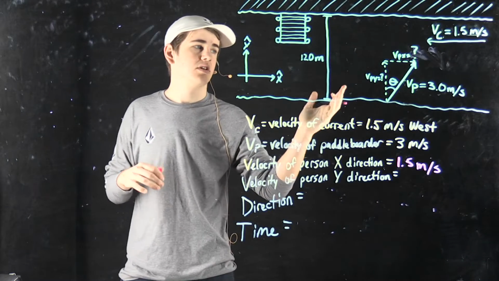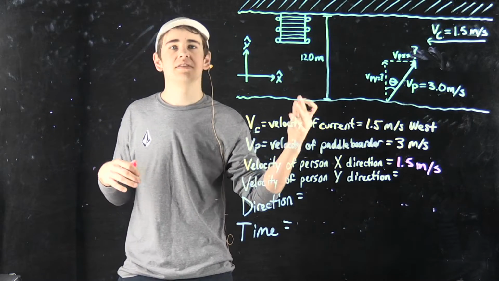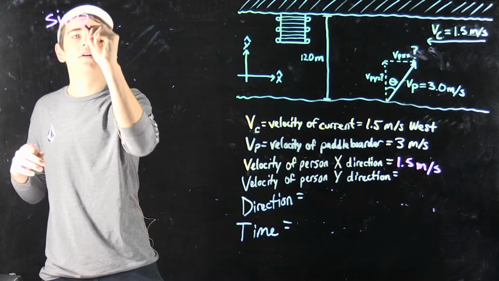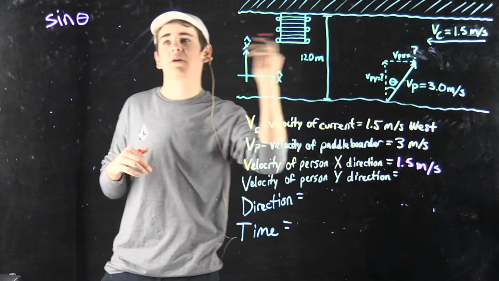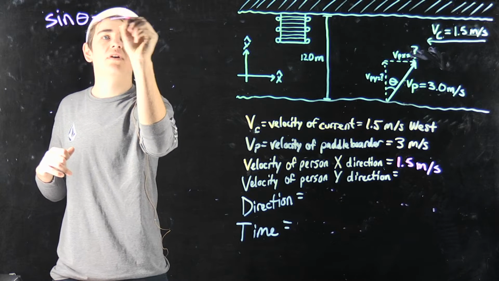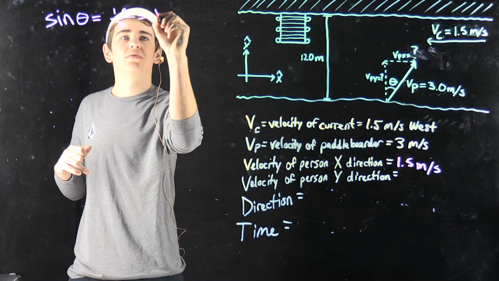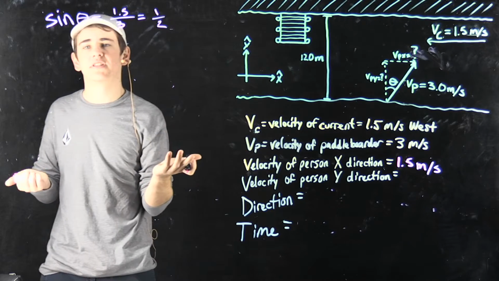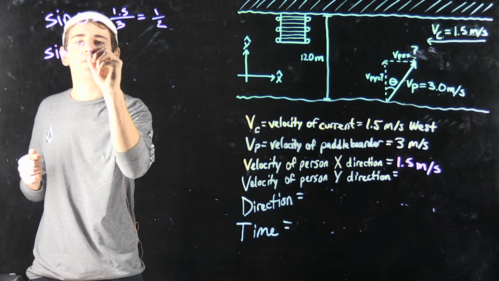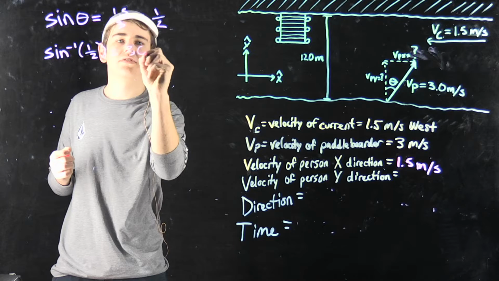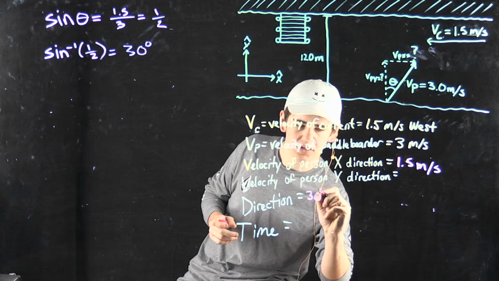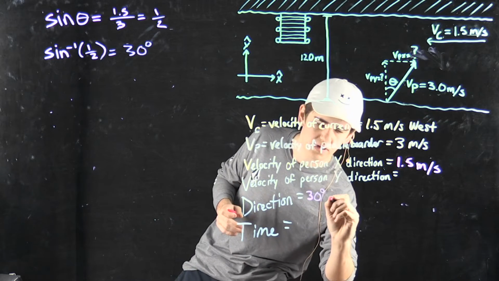And now knowing this, we can then solve for theta since we have two sides. And so now we can use sine of theta, since we know sine is equal to opposite over hypotenuse. And so sine of theta is equal to 1.5 over 3, which is also just 1/2. And now knowing the 30, 60, 90 triangle, we can find the inverse sine of 1/2, which is just equal to 30 degrees. And so now we know that our direction is 30 degrees east of north.